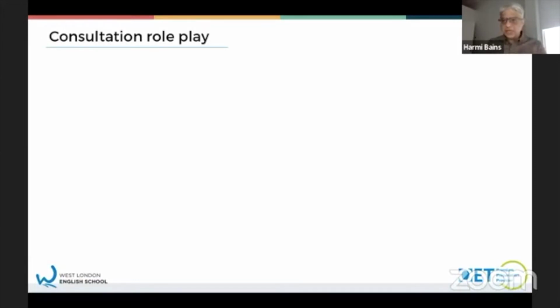It's a consultation, so it's a role play between a patient and a doctor or a nurse or a pharmacist, depending on your profession. Remember, everyone does their own speaking tasks. Doctors do their own, nurses do their own, and pharmacists do their own, and so on. So you'll have your own task. It's a consultation. It starts off with warm-up questions.